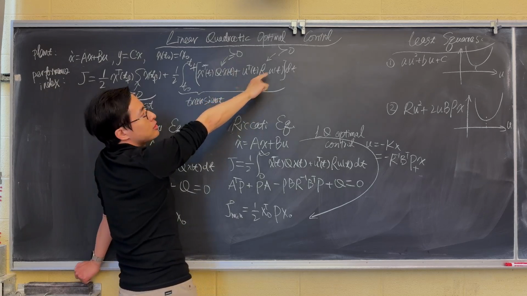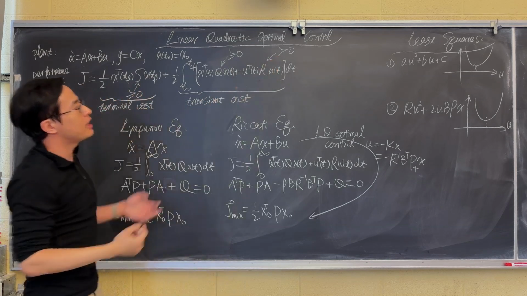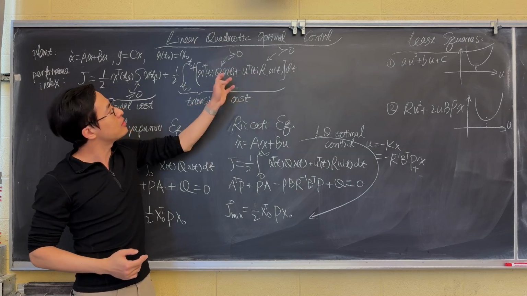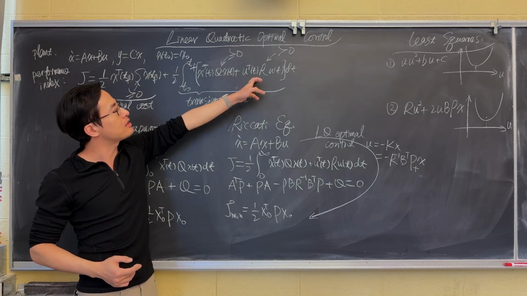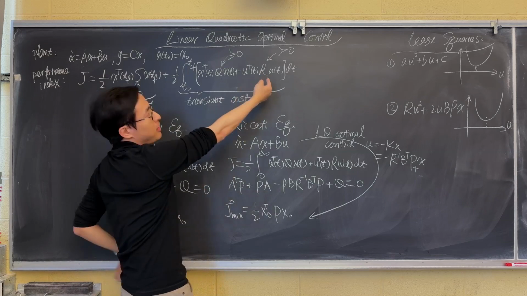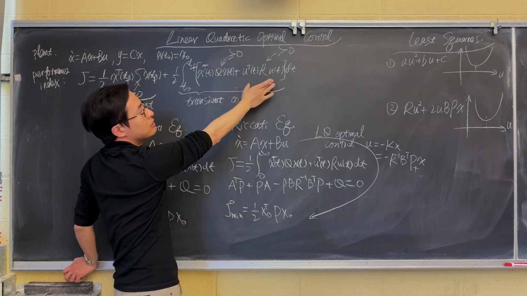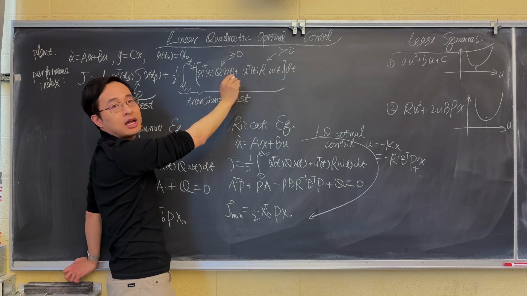R, we choose it to be positive definite. We should avoid making R positive semi-definite, because in that scenario there can be, in the extreme case, R equal to 0 if this is a scalar. And we don't want to not penalize the control effort at all.